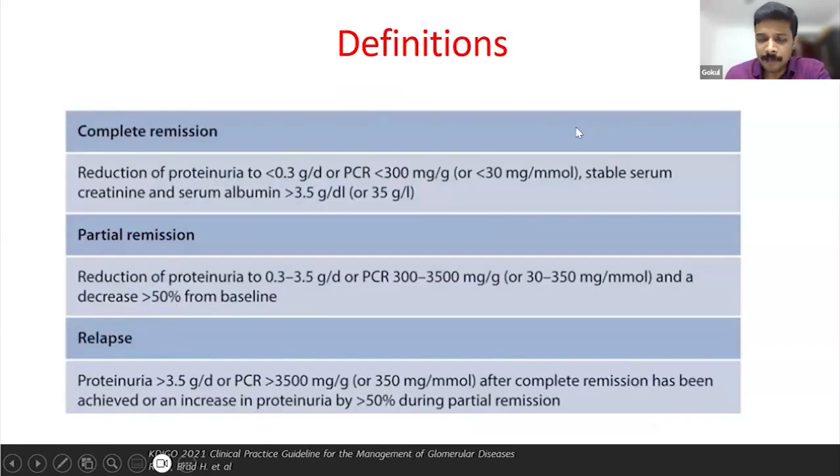I think most of you will be very aware of these definitions. Just a recap of that. Complete remission is when the proteinuria is less than 0.3 with stable serum creatinine and serum albumin more than 3.5. Partial remission means the proteinuria is reduced to 0.3 to 3.5 gram per day, with a decrease of more than 50% from baseline. And relapse is when the proteinuria is more than 3.5 gram per day after attaining complete remission, and or there is an increase in proteinuria by 50% during partial remission.